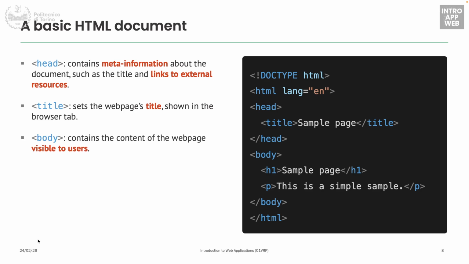Then we have the body that contains all of the content that in this case is not metadata, but is the content that in fact is visible to the users, no? The H1 represents a top level heading, like the biggest heading that we might add into a website, and it is used for main titles. Then we have the P that, as you could infer, is the paragraph of text.